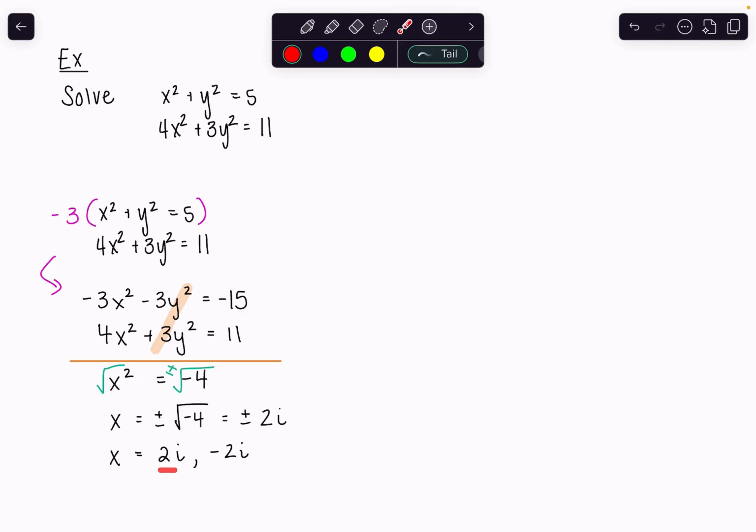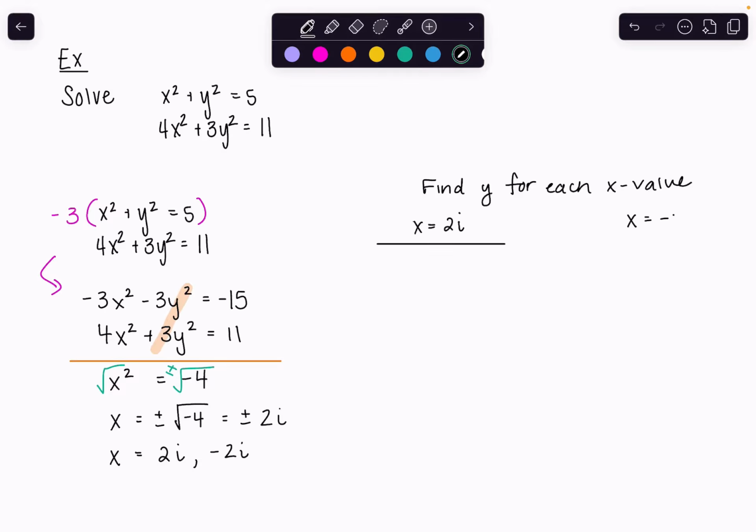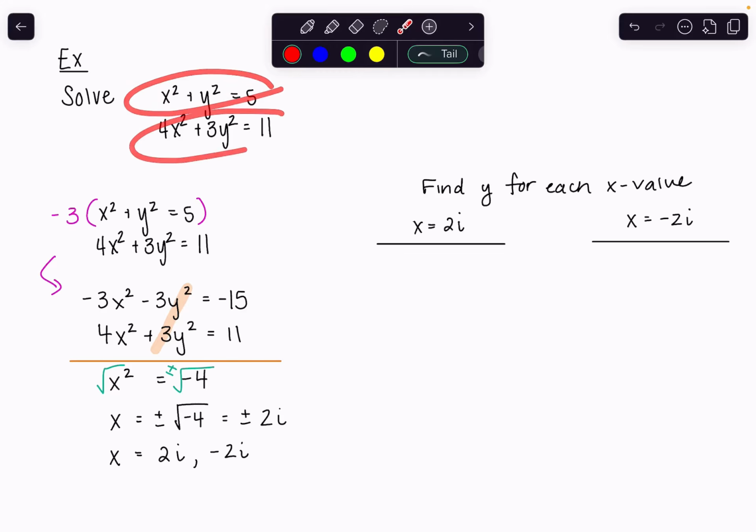Now I want to see for each of these x values, what does y have to equal? They might be real, they might be imaginary. But we'll start with plugging in 2i for x, and then we'll do the same thing. We'll plug in negative 2i. You can use either equation, but I think the first one's definitely cleaner.